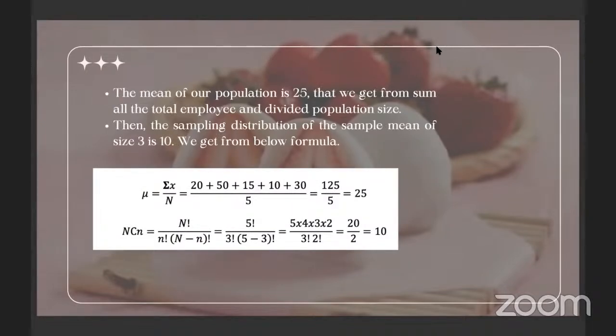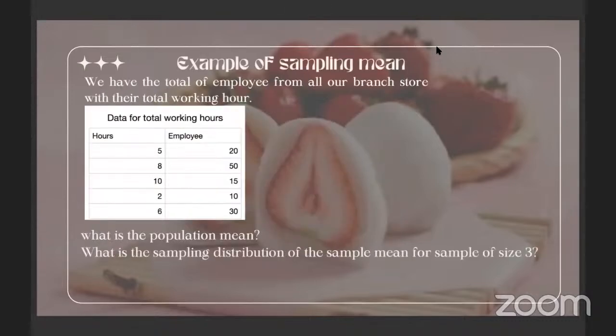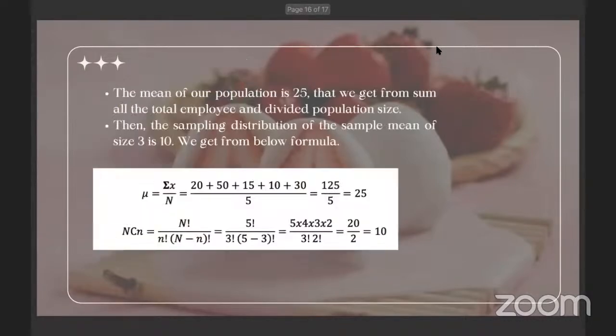We can get the mean of our population is 25, which we get from summing all of the total employees, the 20 and all, and dividing by the population size. Because the population size is 5, we must divide the 125 by 5, and we get the mean, that is 25.